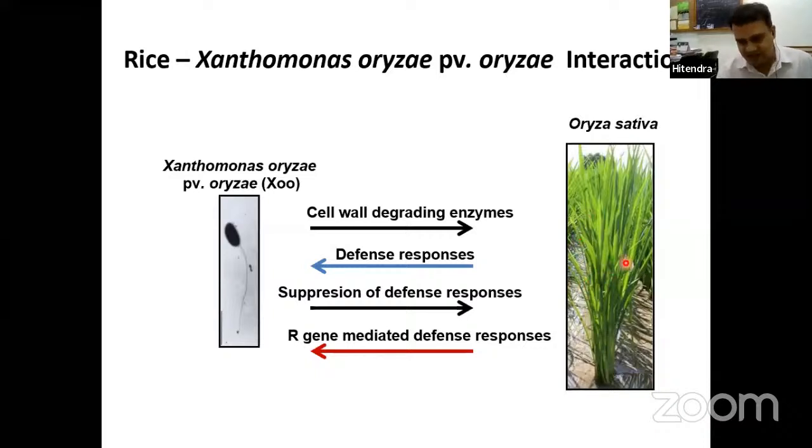But plant has another level of defense that is mediated by resistance genes. Okay, it can recognize these molecules which suppress defense response, and it can block the action of those molecules, and that's how then we get a defense response, and there will not be any disease. So like that, there are four levels of interaction. Okay, let's see here.